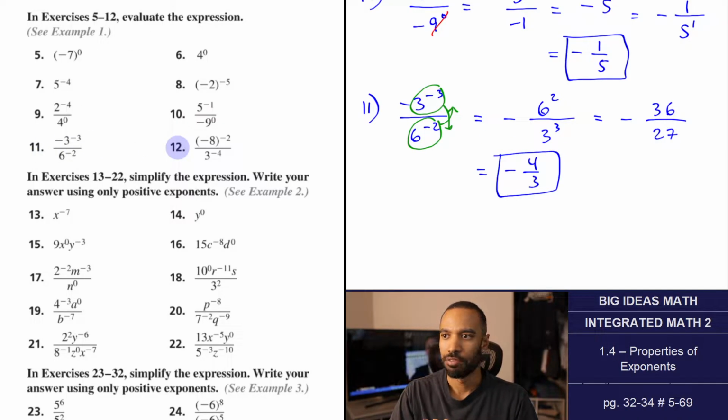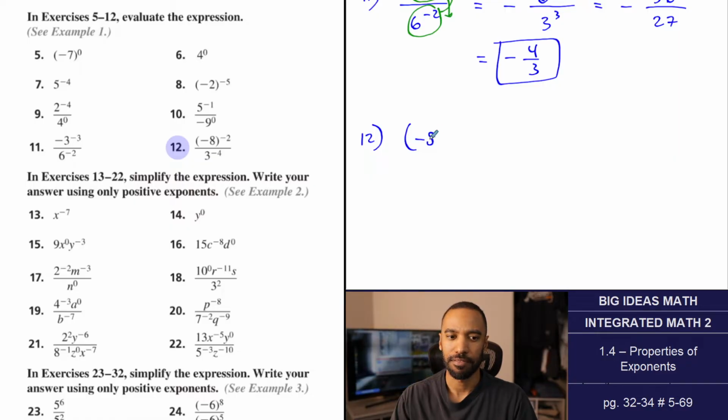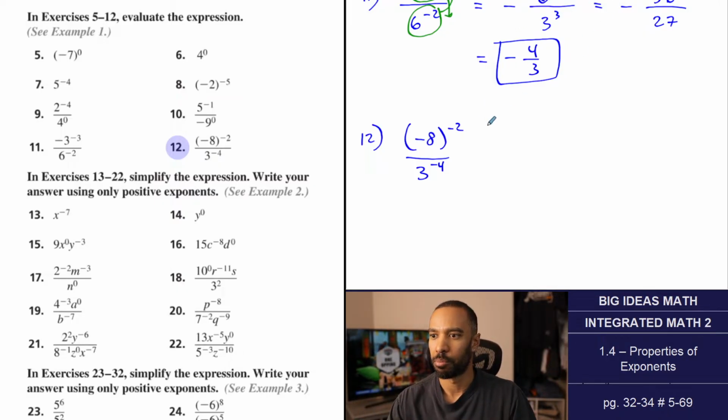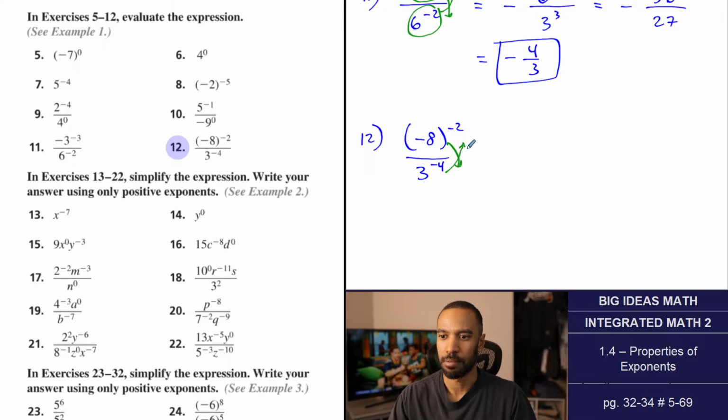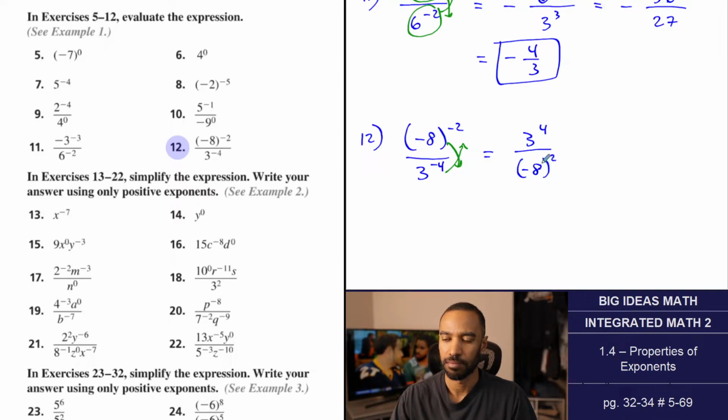And number 12, lastly in this little section, we have -8 to the -2nd power over 3 to the -4th power. Let's go ahead and treat the negative exponents first. I'll bring this guy down and this guy up. Notice that the -8 still must stay in parentheses. I got 3 to the +4th over -8 to the +2nd.